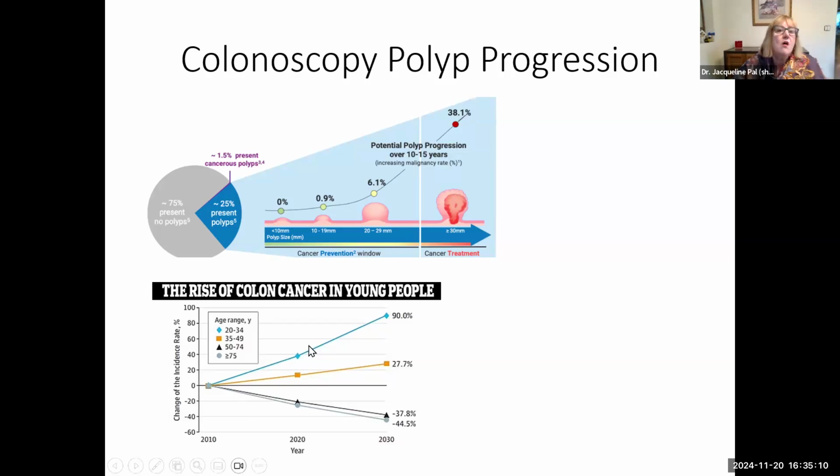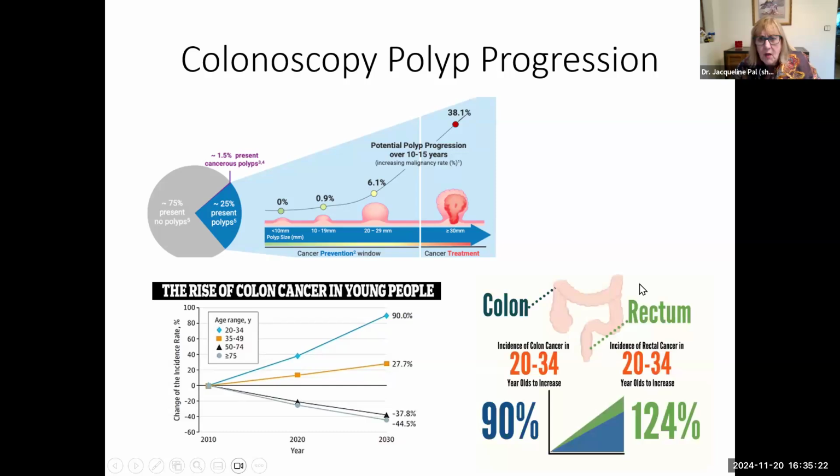We don't know what has happened to these young people. What has changed in their risk factor? What is their dietary change? Something massively has changed to cause colon cancer in our youngsters, okay?